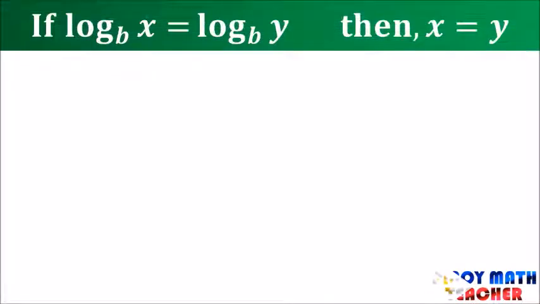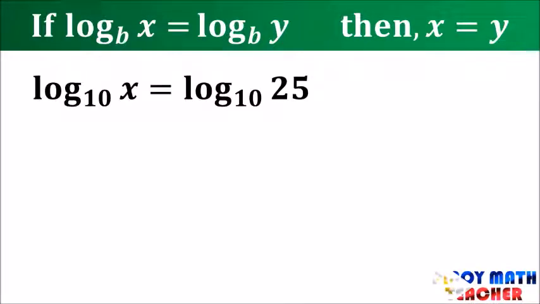If the logarithms of two numbers are equal, then the numbers are equal. So say for example, we have logarithm of x with base 10 equals logarithm of 25 with base 10. So dahil equal lang naman ng base yung logarithm ng magkabilang side ng equation, pwede na nating i-equate yung argument.